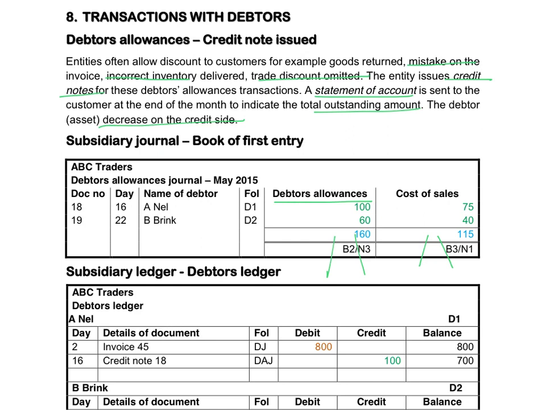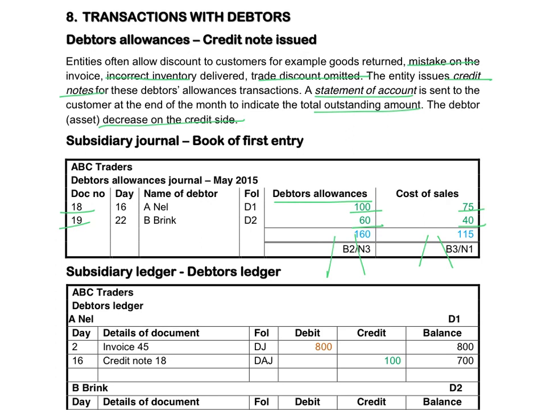When we record the entries in the debtors allowances journal, we show the credit note number, the date, the name of the people, and the amount that they owe, and the cost of sales on that amount. We add up our debtors allowances journal to see what is the total, 116 and 115.